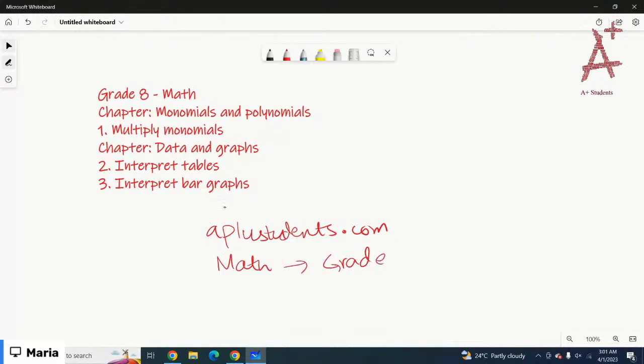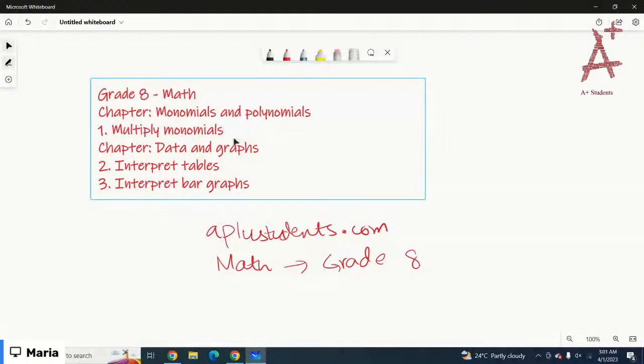Scroll down to grade 8 and then click on view all lessons. There you can find a list of the chapters. We're going to start with the chapter monomials and polynomials, and the lesson we're going to cover is multiply monomials. Then we'll start the new chapter, data and graphs, and the lessons we're going to start are interpret tables and interpret bar graphs. So let's start with the first lesson, multiply monomials.